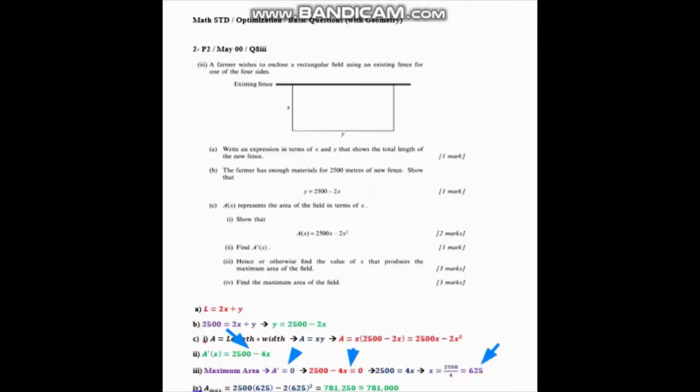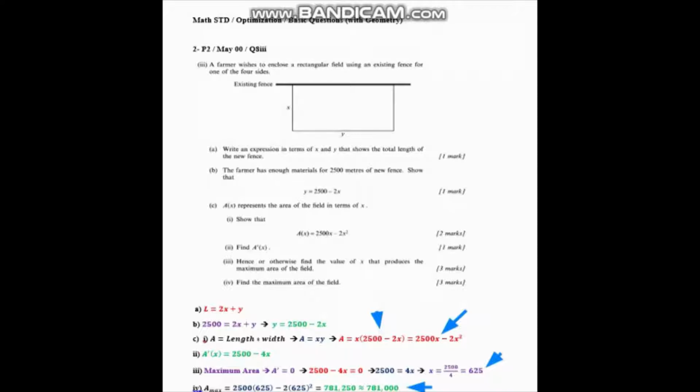In the final question in this problem, we are told to find the maximum area of the field. So I shall do that by simply plugging the value of x in the original expression for A. So 625 multiplied by this bracket, or you can just multiply in this expression right there. You can substitute the x in either expression. Either way, you're going to get a value of 781,000. This is an approximation to 3 significant figures.